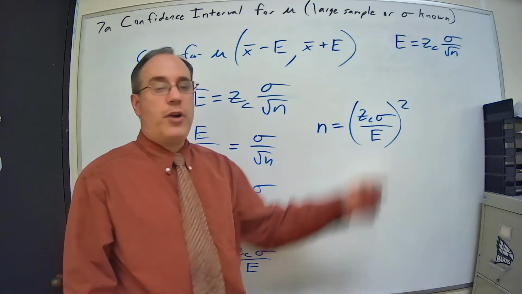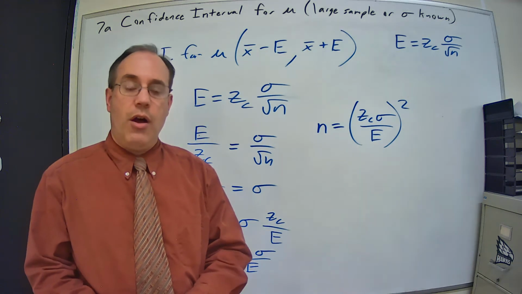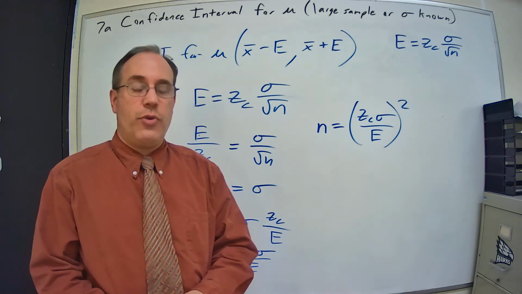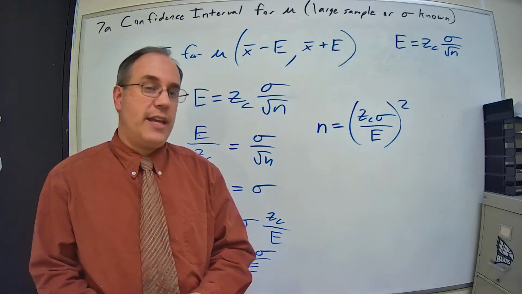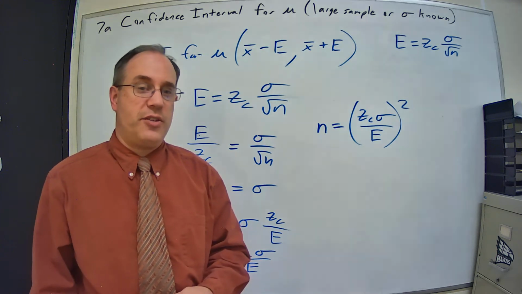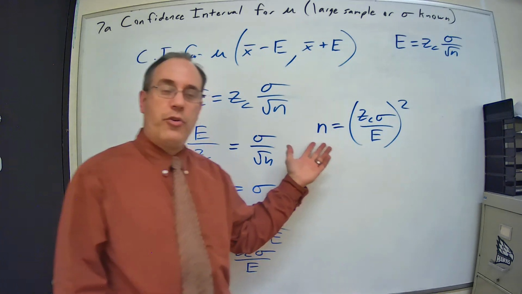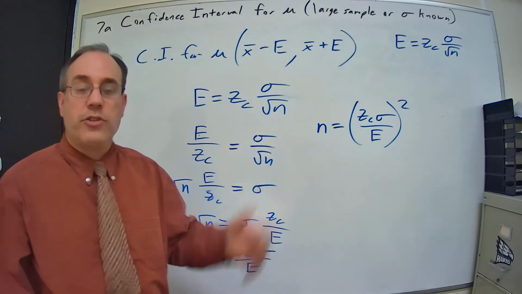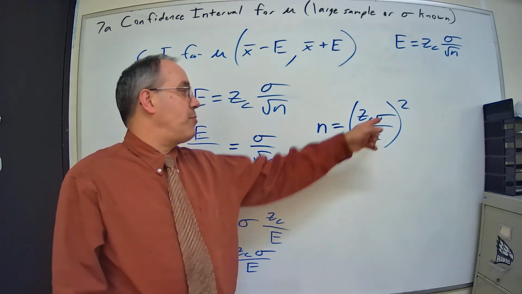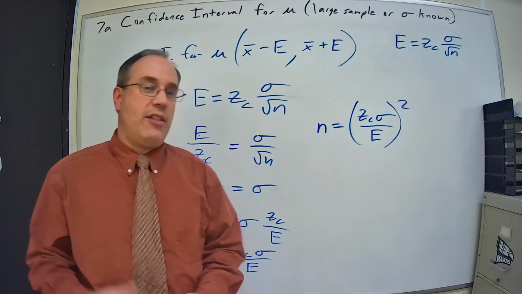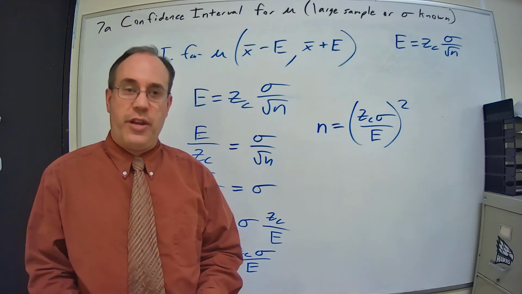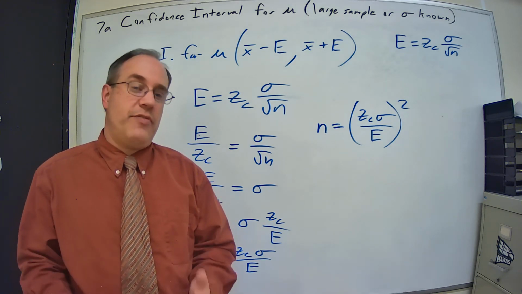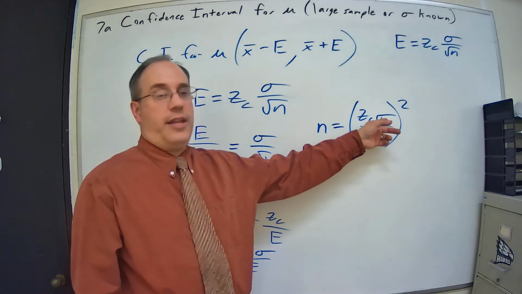Again, sigma has to be given to us, or if it's not given to us, then we need to find a sample standard deviation. But you're like, wait a second, we don't know what our sample size is. So what can we do if we don't have sigma? We can take a large sample, anything greater than 30, and find a standard deviation from that and substitute it in.